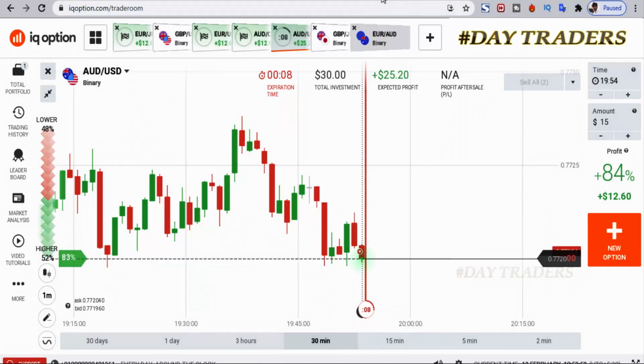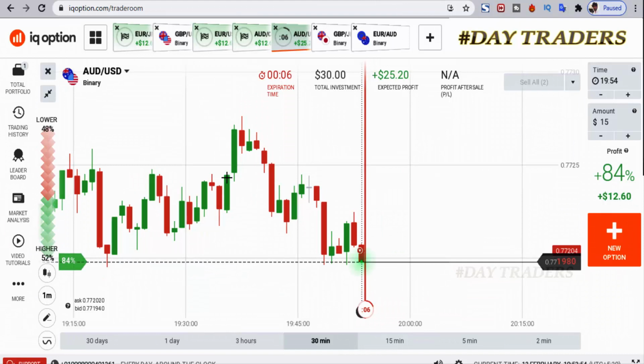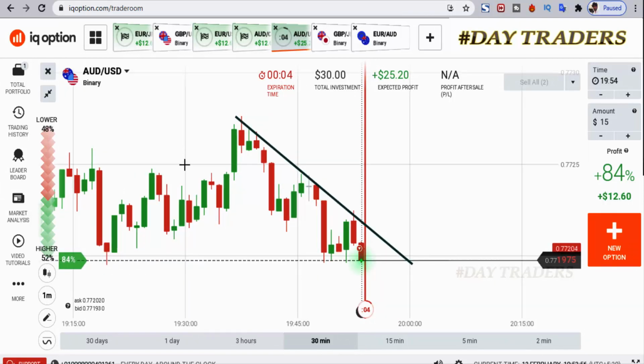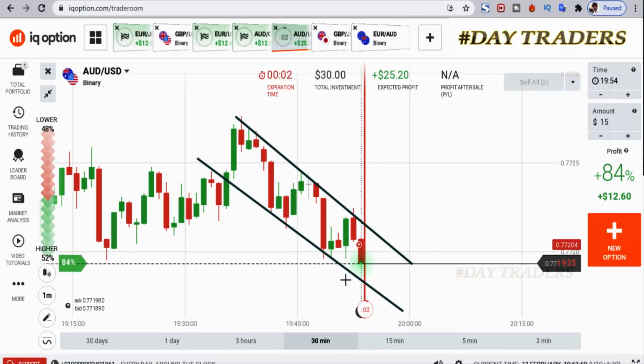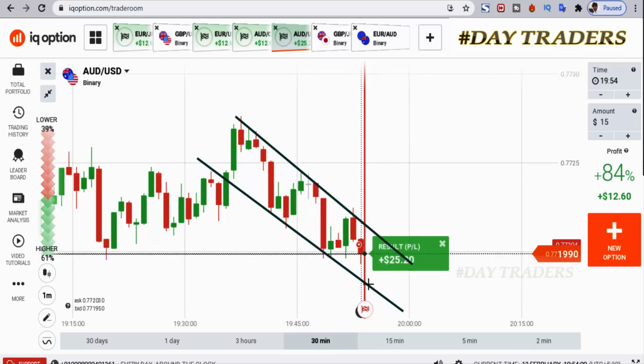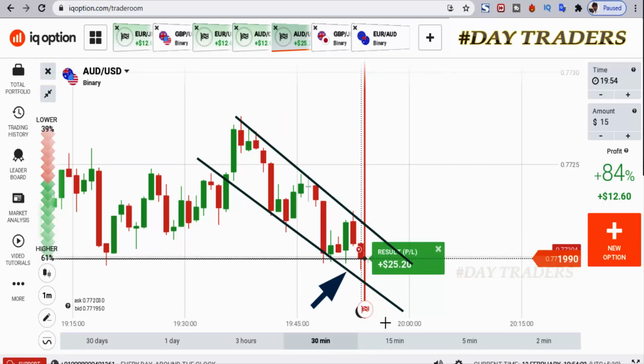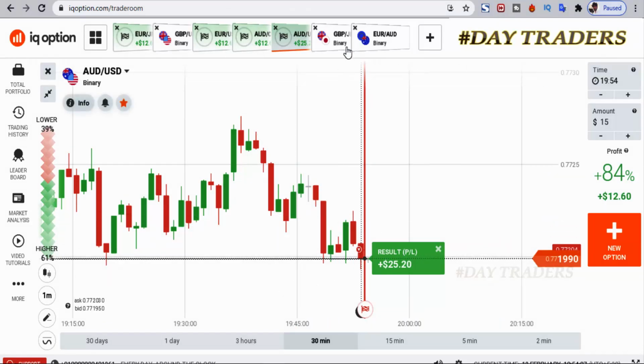You can see how I draw the lines. This is a level, this is a level. Okay, next buyer's entry point here. You can see again some sellers enter the market. And this is also a winning trade. Let's check the next pair.